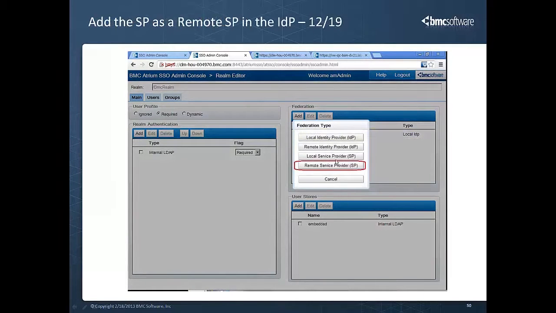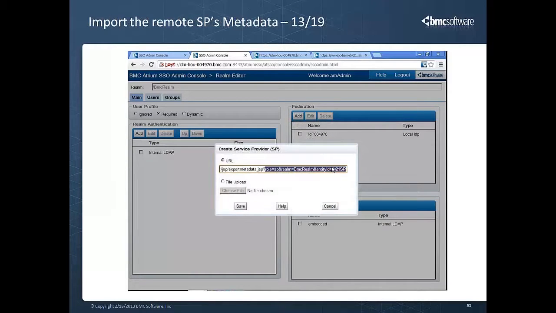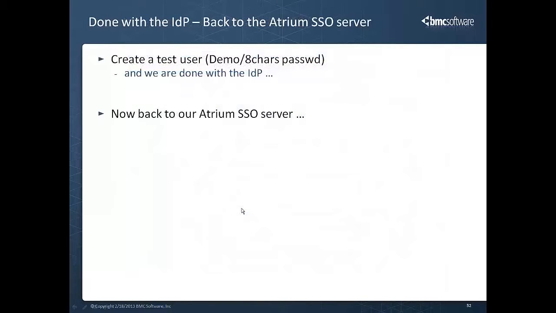Step number four is to add our Atrium SSO server that we've configured to be a service provider as a remote service provider. You can import the metadata using a URL, and we define the syntax within the BMC documentation, or you can also save the HTML file and upload it to your server. You now can create test users, and at this stage we're finished with the IDP.